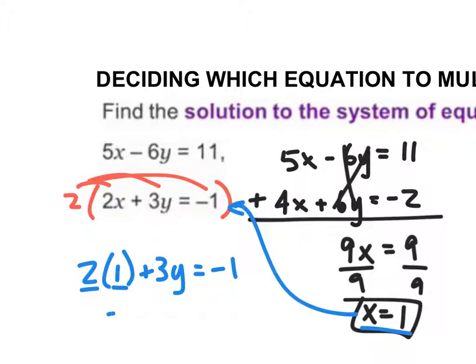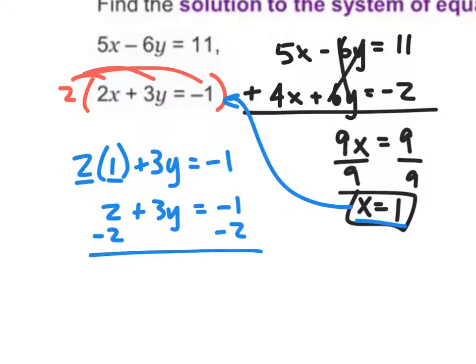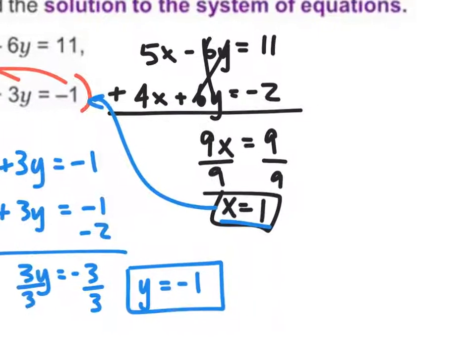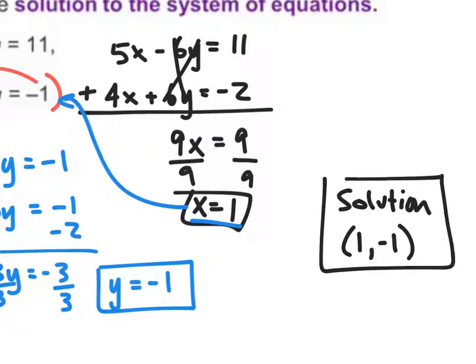So 2 times 1 is 2, plus 3y equals negative 1. I'm going to subtract 2 from both sides, and I get 3y is equal to negative 3. I'm going to divide both sides by 3, so y is going to equal negative 1. All right, so I've solved for x, solved for y, and now I have my solution, 1 comma negative 1. And that's it, and that's all we're doing.